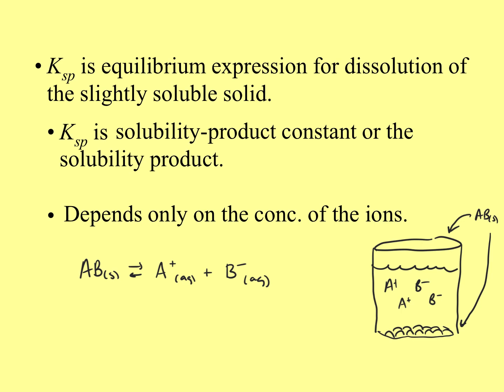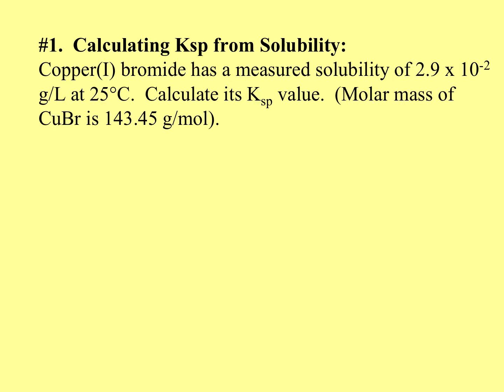Now, because the equilibrium expression only includes aqueous species and gases, the expression for Ksp in this case will be A positive times B negative. You don't put it over AB on the bottom because that's a solid, and solids don't have any concentration. Okay, so let's put into some calculation for Ksp.